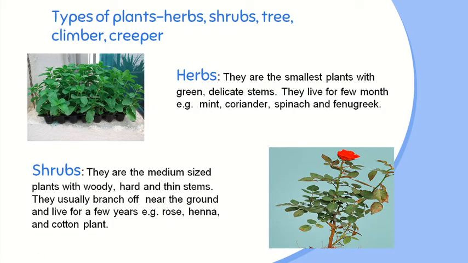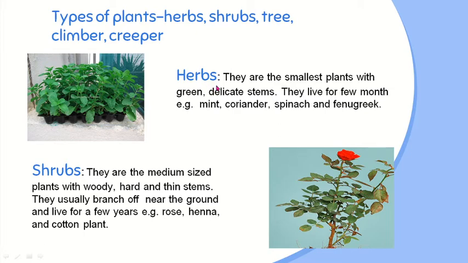Next is, children, when you go out from your house, you observe that all the plants are not of the same size. Some are small, some big, some very large. So we divide the plants on the basis of their height, stem and root. There are types of plants: herb, shrubs, tree, climber, creeper.